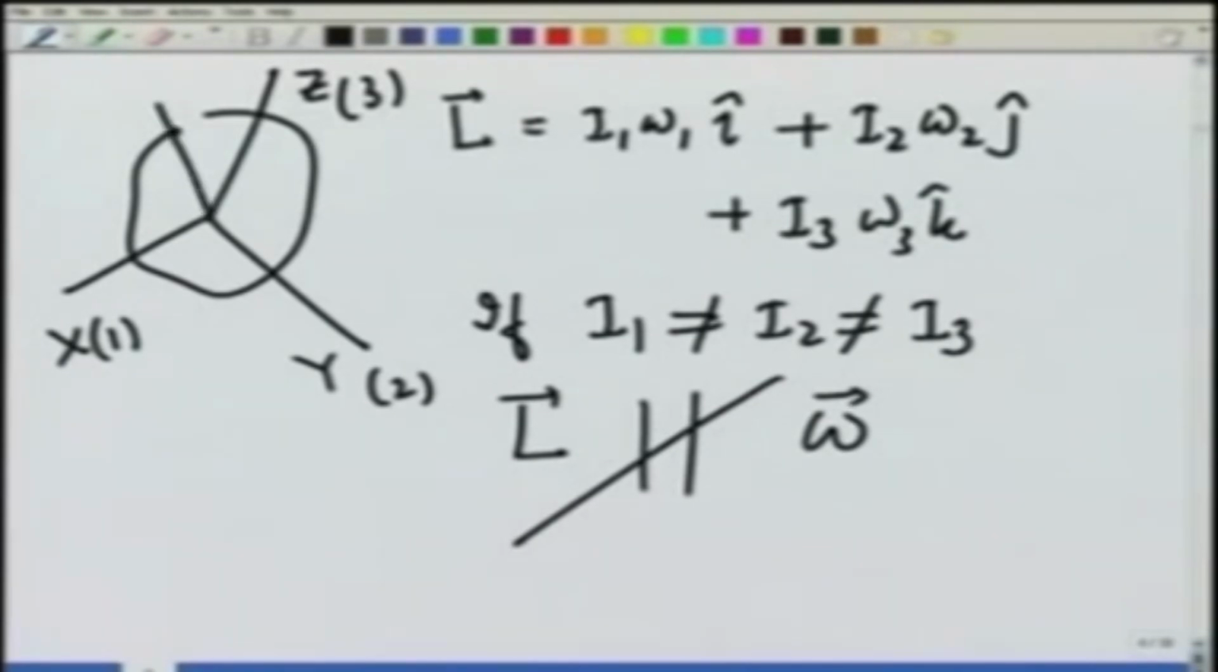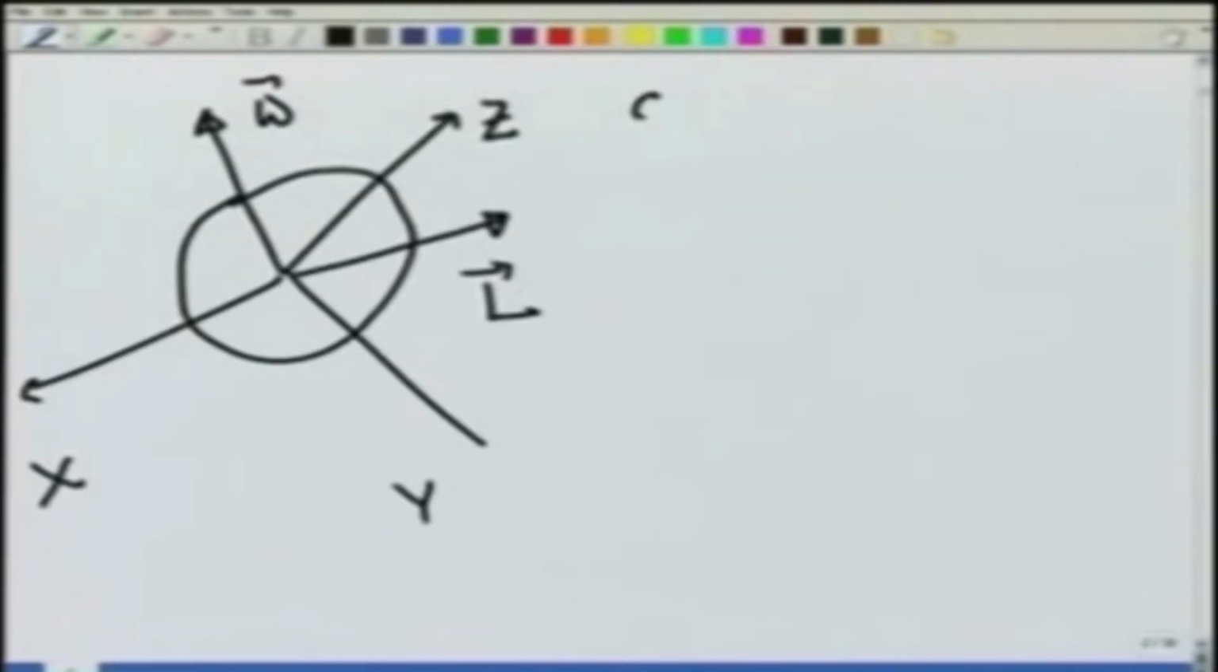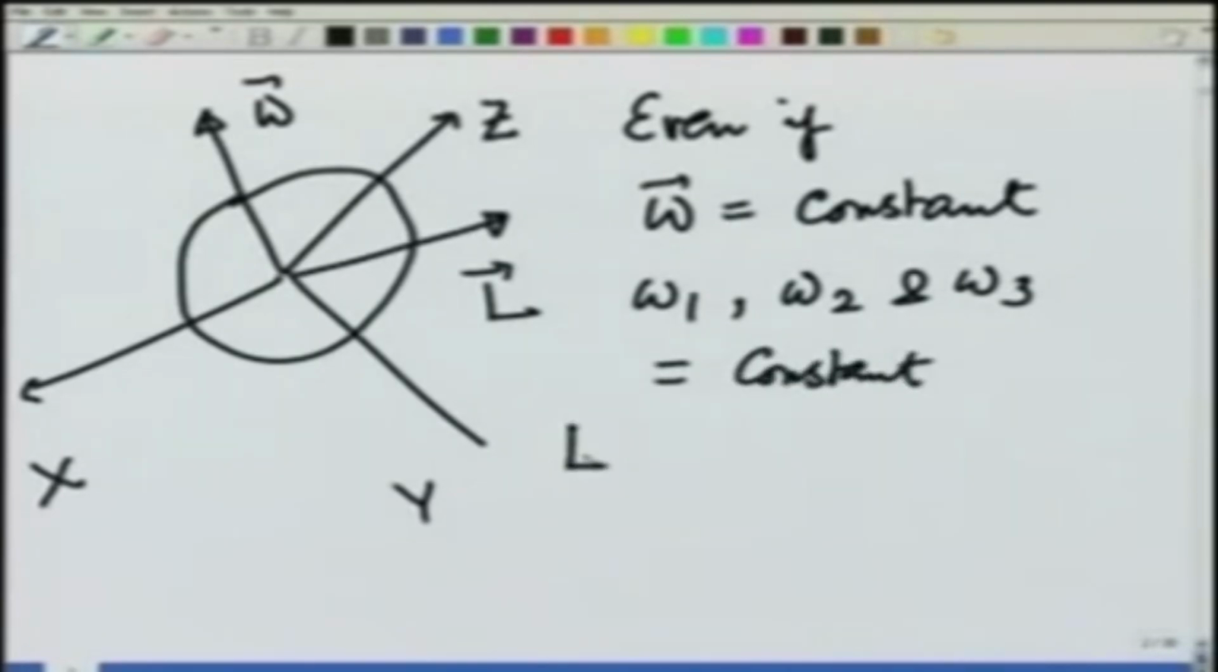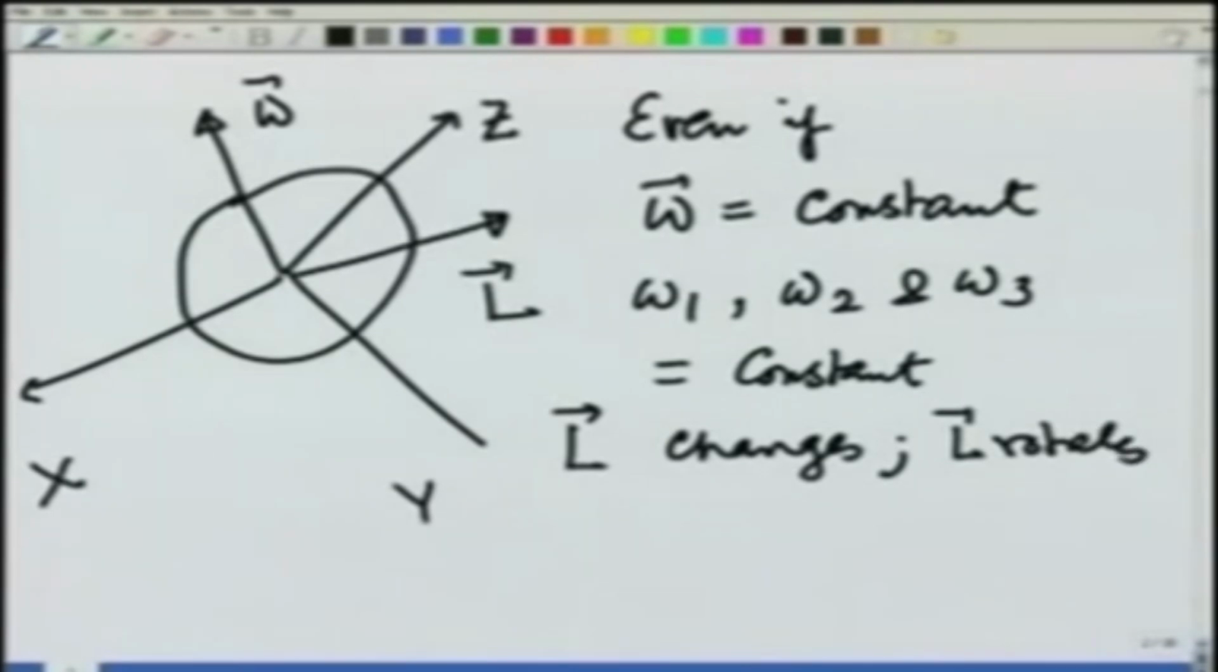So suppose this is omega, so that it has components in x, y and z directions, 1, 2 and 3 directions, this could be L. Even if we take omega to be a constant, and even if omega 1, omega 2 and omega 3, that is the components of omega along the principal axis, are constant, L is going to change, because L rotates about omega. Why does it do so?